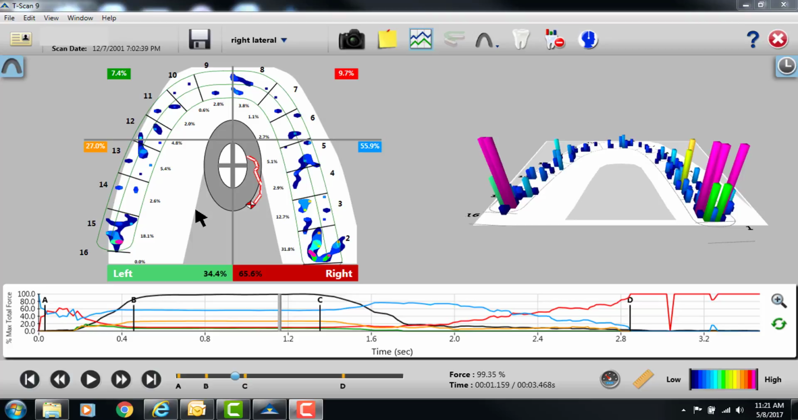And so if we look at the arch right now, we're at maximum intercuspation, and we see that the pattern starts somewhere in the middle to the right and pulls back to the posterior teeth. And a good tool to understand where to start your adjustments would be the graph and the timing table.